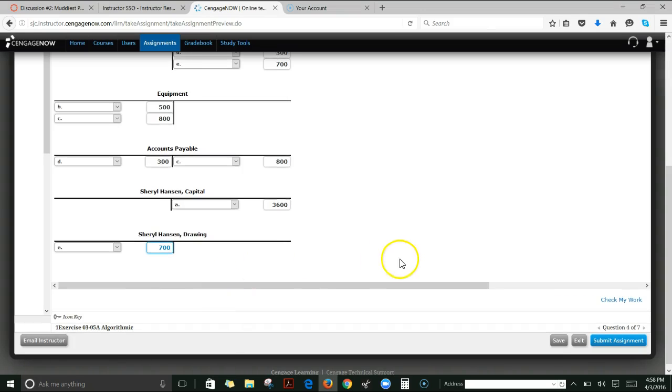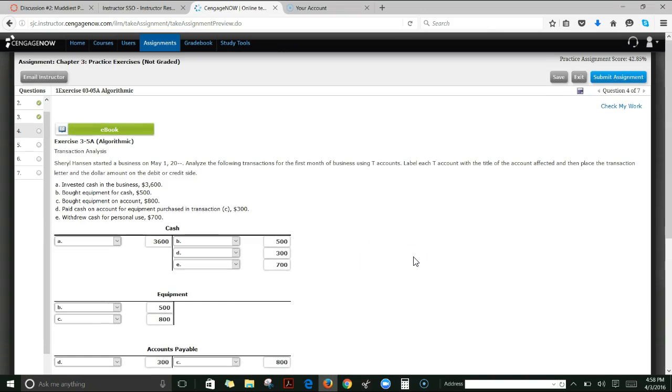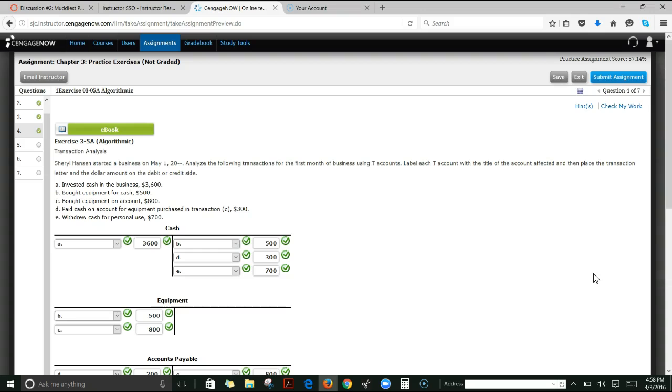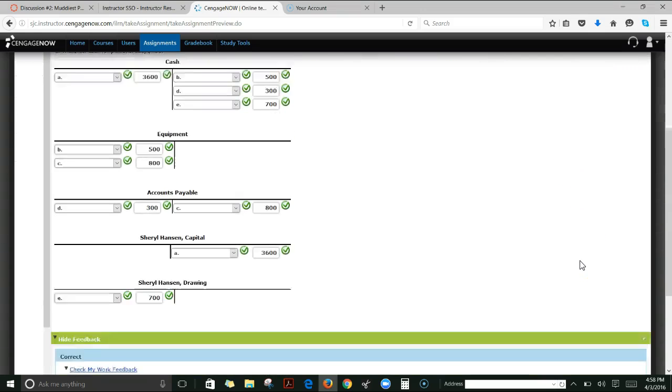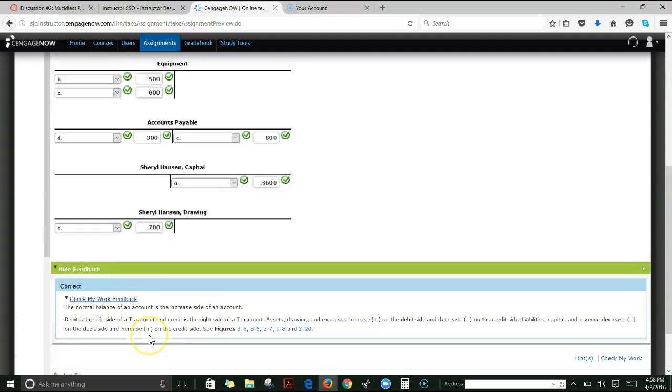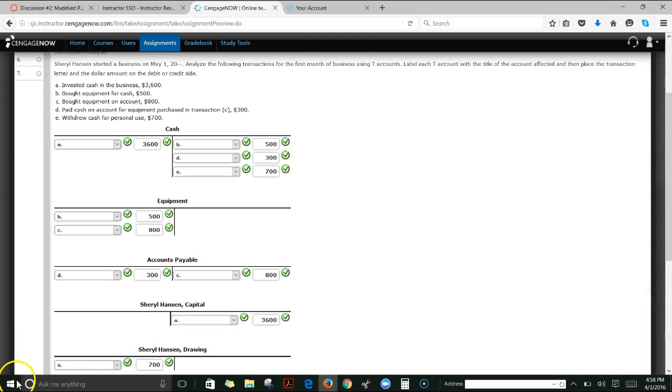And that was $700. They did not ask us to foot the accounts this time, so check your work. And it's all accurate, so then you would be able to submit your assignment.